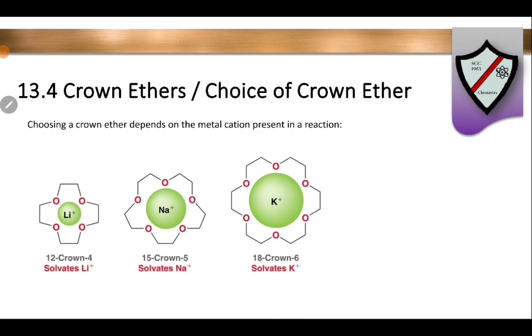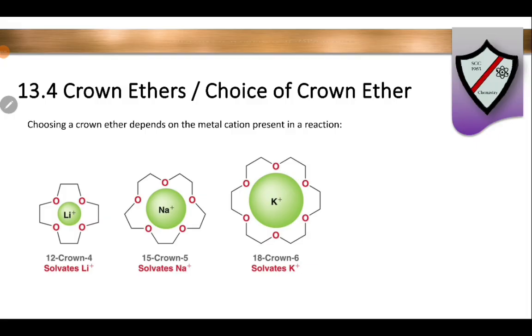They're used to help highly polar ionic compounds dissolve in low polar solvents, and what you have to be able to do is pick the correct size crown ether for the corresponding metal cation that you're using. And we give you the list here. You can see the small 12-crown-4 molecule solvates lithium ions, the medium size 15-crown-5 solvates sodium ions, and the larger 18-crown-6 solvates potassium ions.